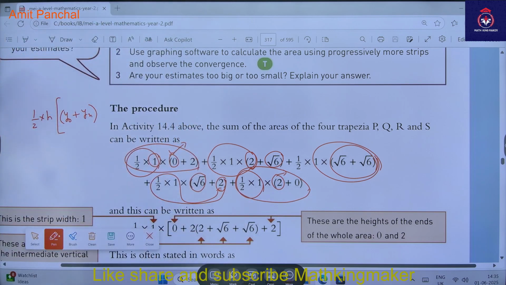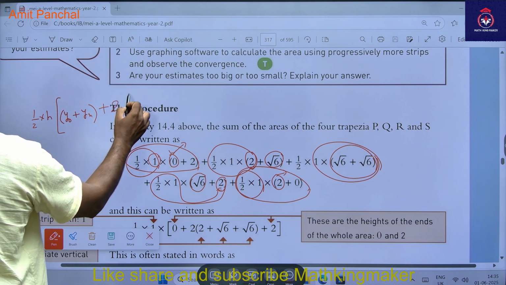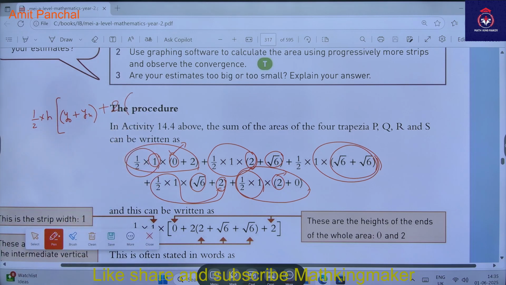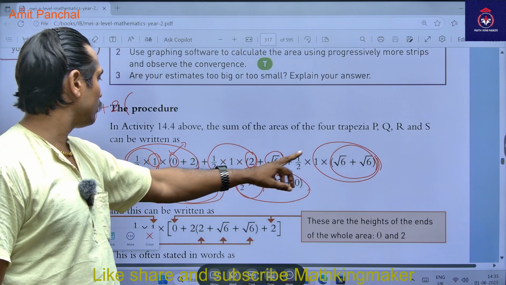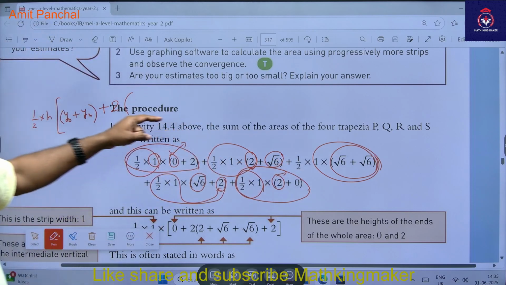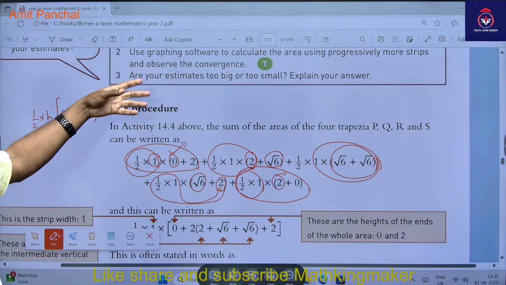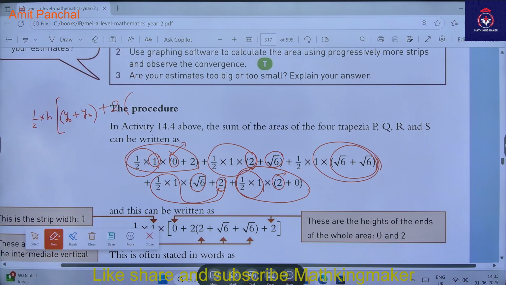On the graph, there is meant to be one more trapezium there. You can draw any number of trapeziums. They've said these are the areas of trapeziums P, Q, R, and S, but there are 5 of them here. In your book, only 4 trapeziums are there, but they must take 5 trapeziums.